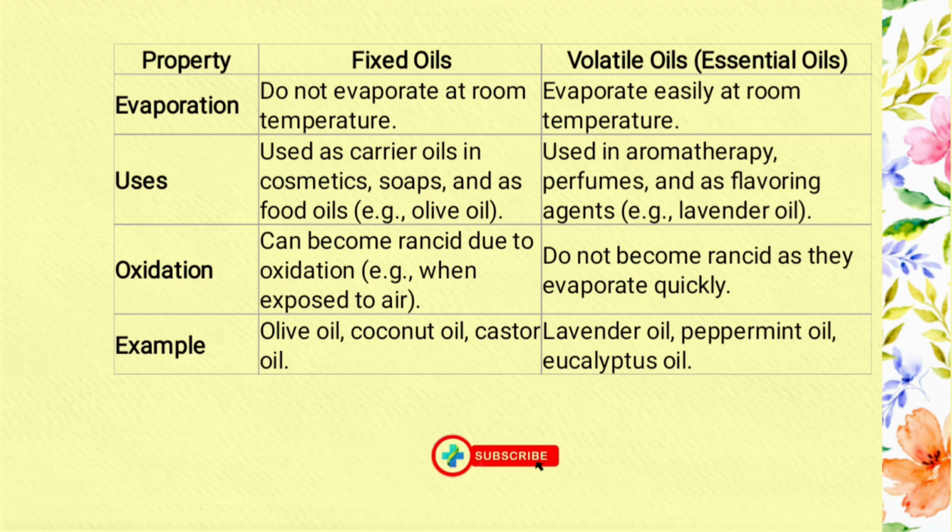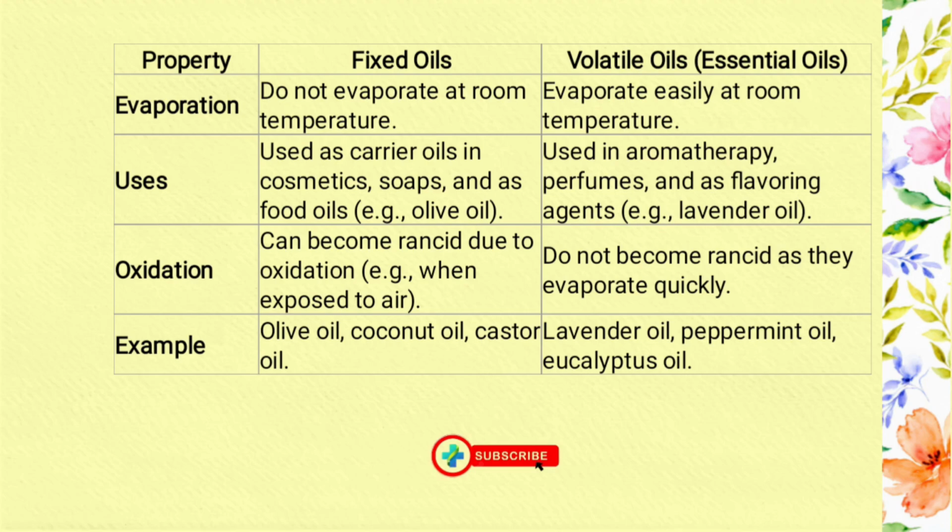Now, when we talk about their uses, in case of fixed oil, they are widely used as a carrier oil in cosmetics and medicines, and also in food products. Olive oil, for example, is commonly used for cooking and in beauty products. Whereas volatile oils are used in aromatherapy, perfumes, and as flavoring agents in food. For example, peppermint oil, right? Eucalyptus oil. You might have come across these names, right? Lavender oil.